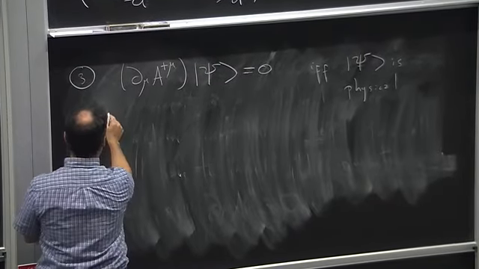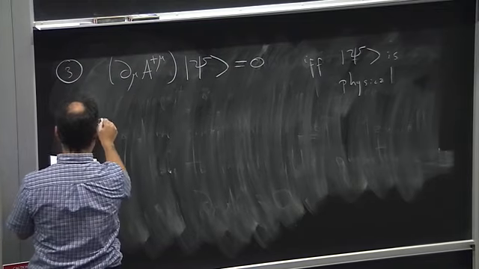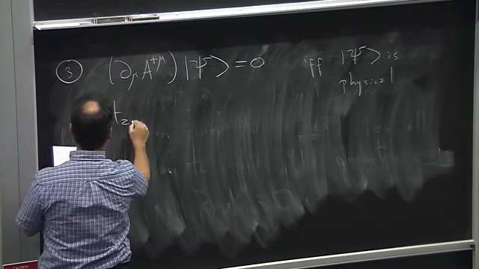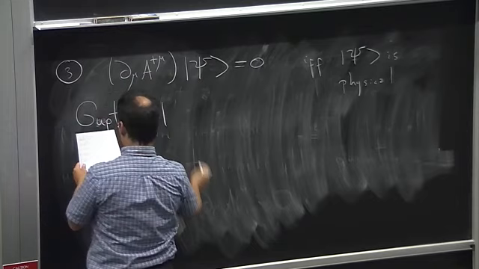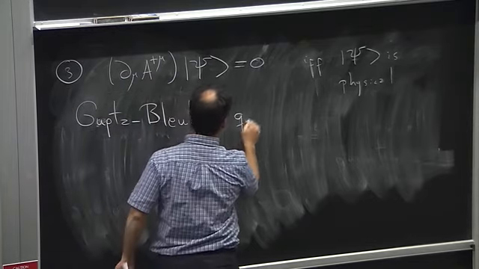Now, doing this carefully and carrying out the whole quantization procedure, imposing this constraint on your vectors, on your Hilbert space, is called the Gupta-Bleuler quantization.